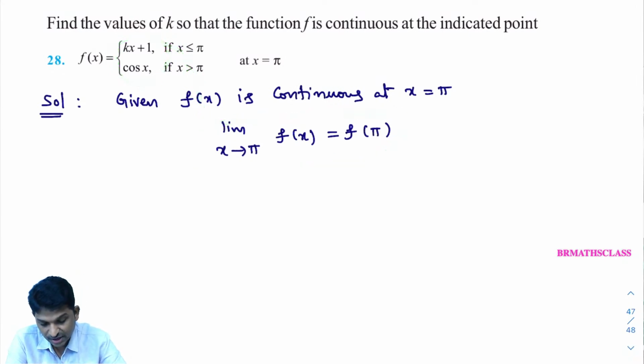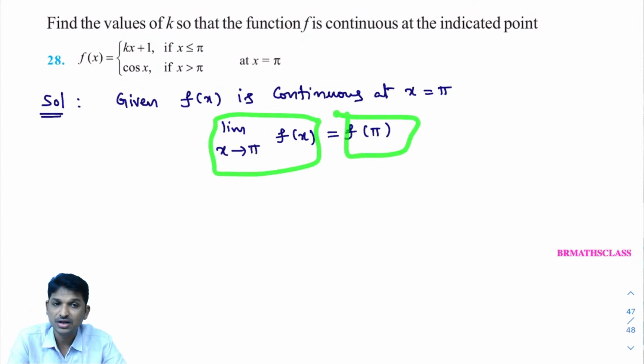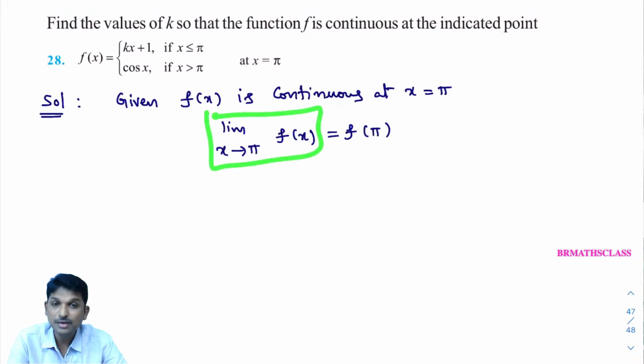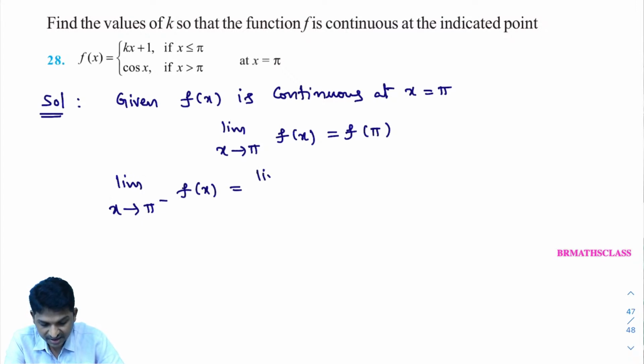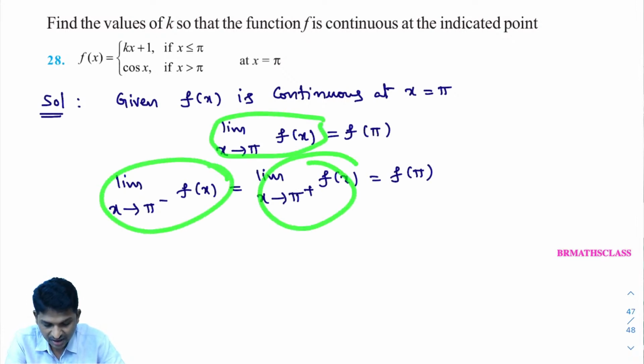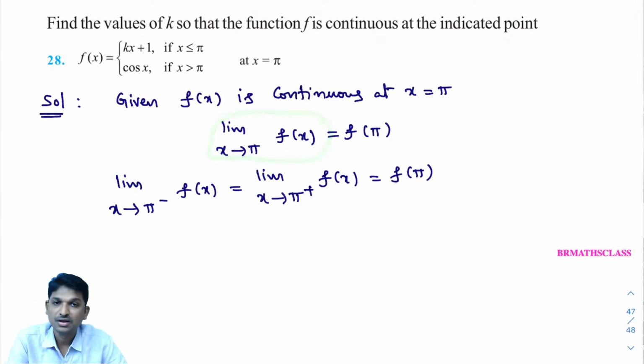Observe here, they are saying that this equation holds good. That means this limit exists. Limit exists means what? Left hand limit will be equal to right hand limit. So I'll write here, limit x approaches pi from left, f of x equals limit x approaches pi from right, f of x equals f of pi. This holds good means these two are equal and this value will be equal to this value. This we learn from the limits chapter. This is an easy point only.